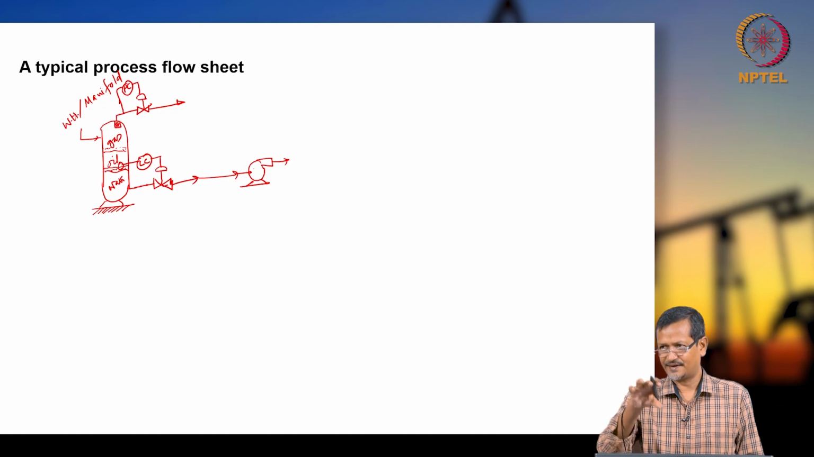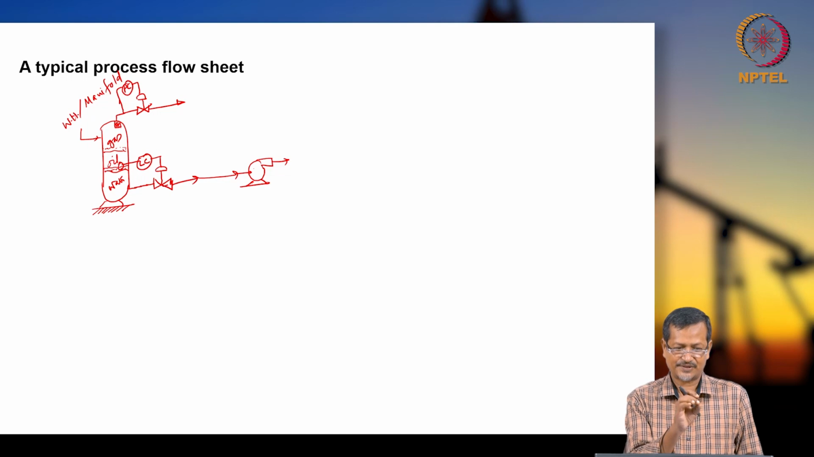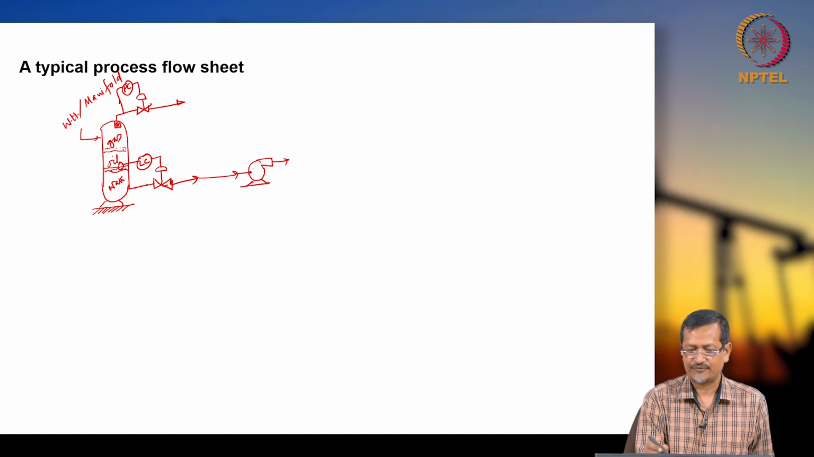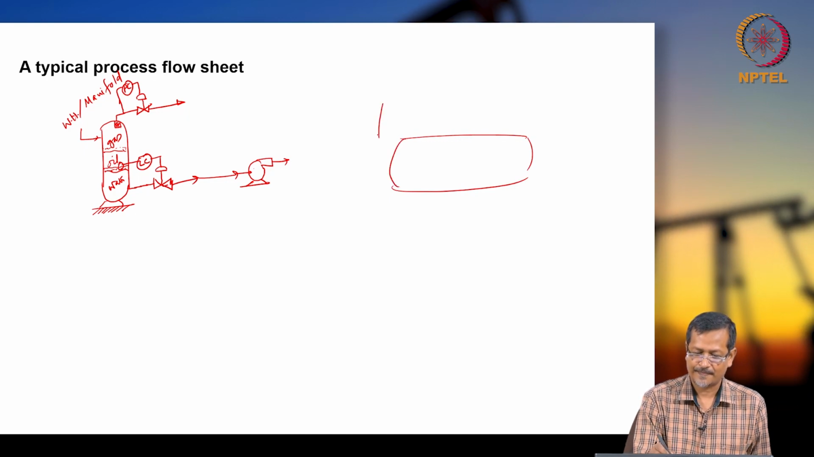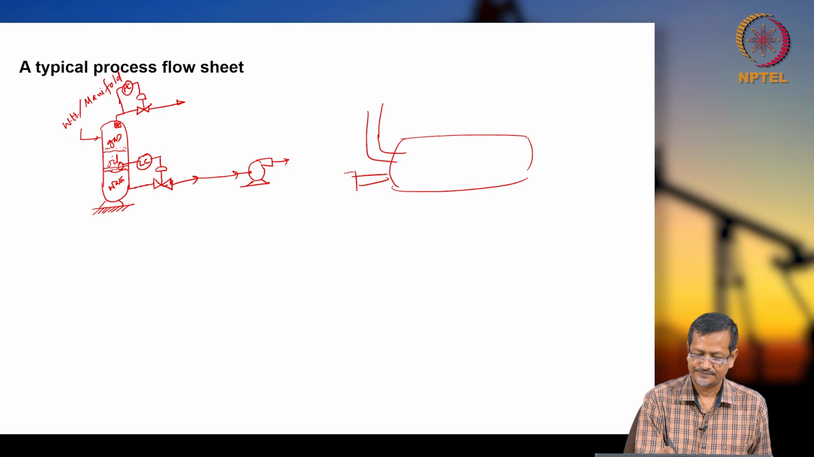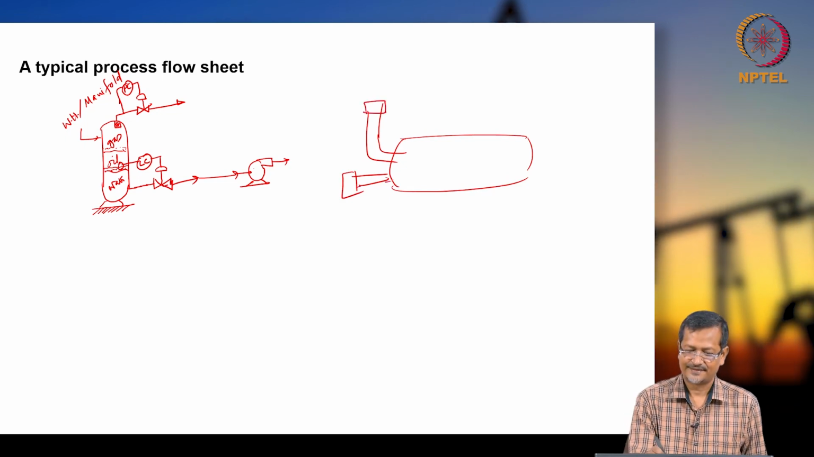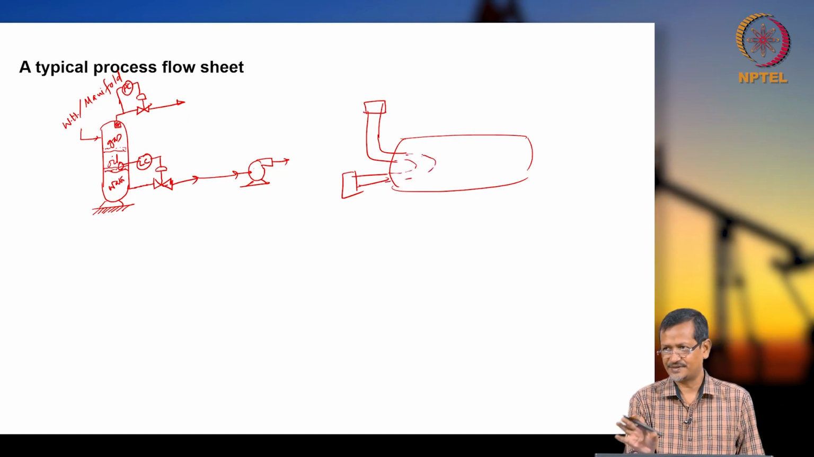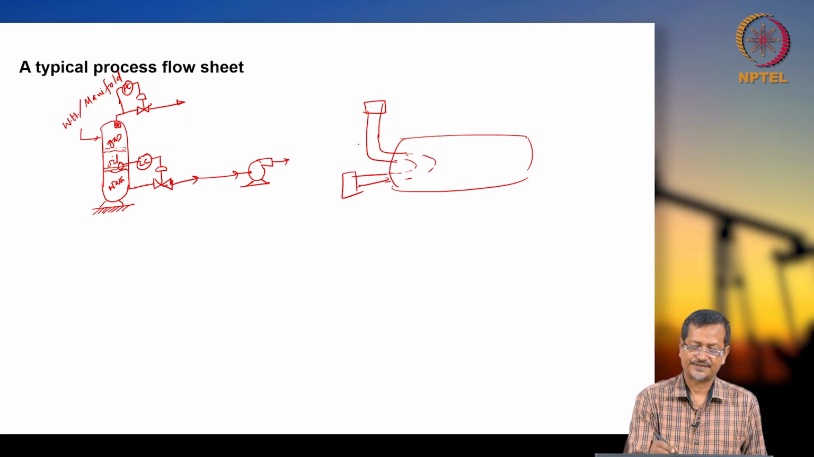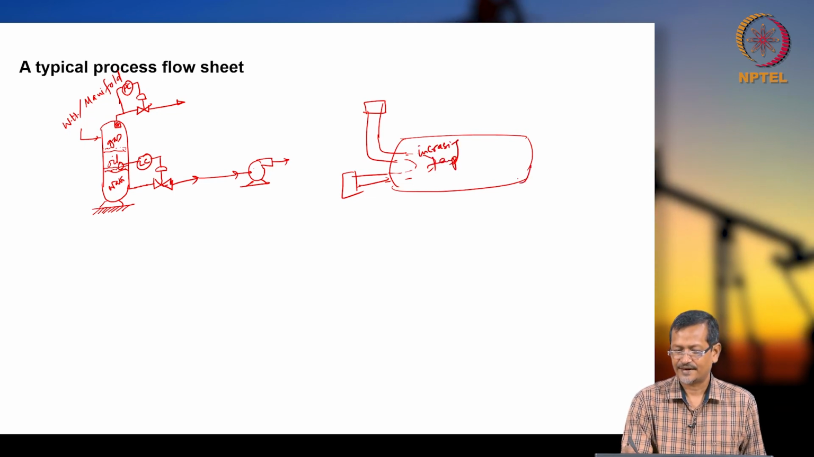Some more separators and desander and other things you can put, but you should put all the symbols you learn. If you are using, let's say, one horizontal separator with your heater treater, later we will discuss how it works. In this case you are increasing temperature, and you are getting, let's say, water here.